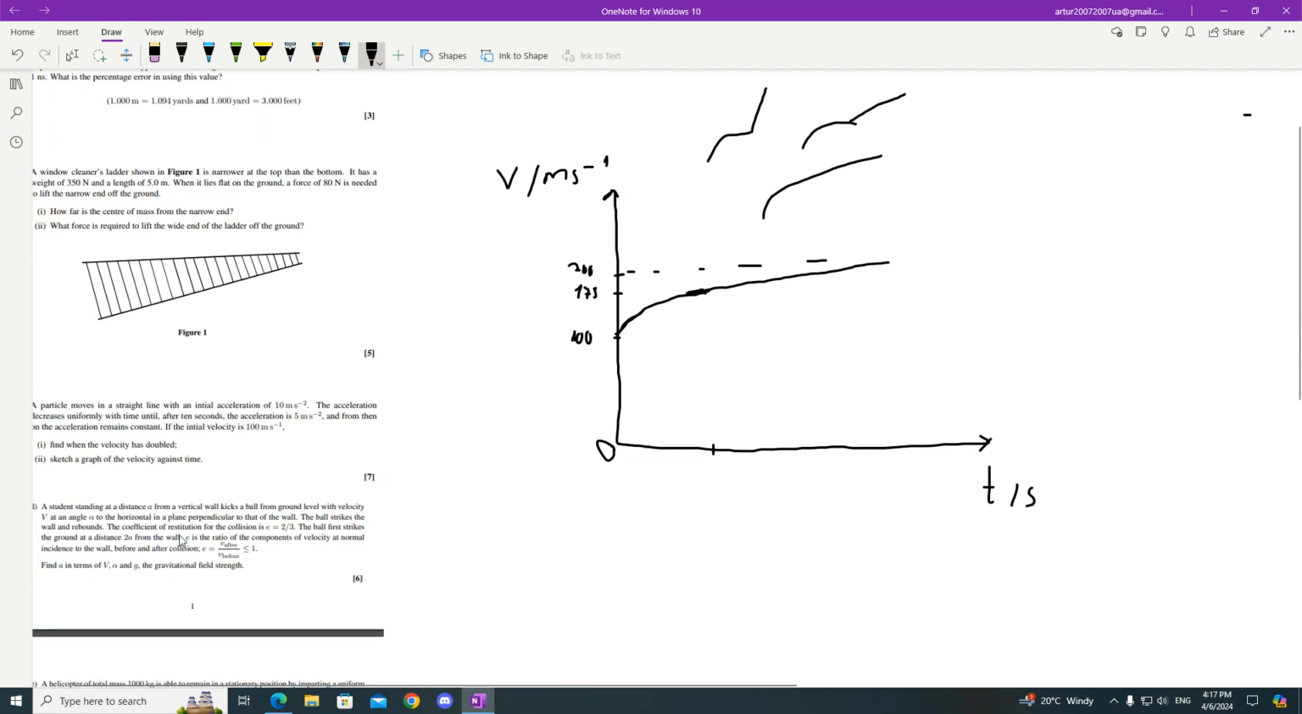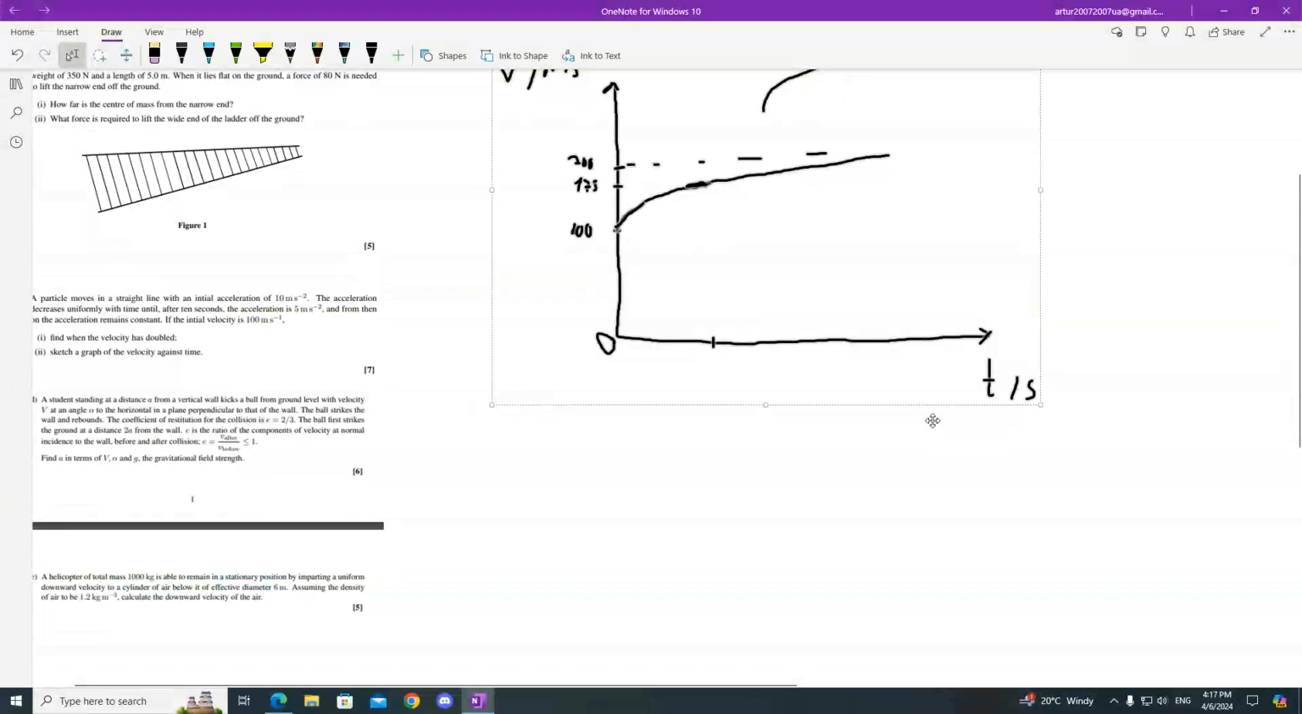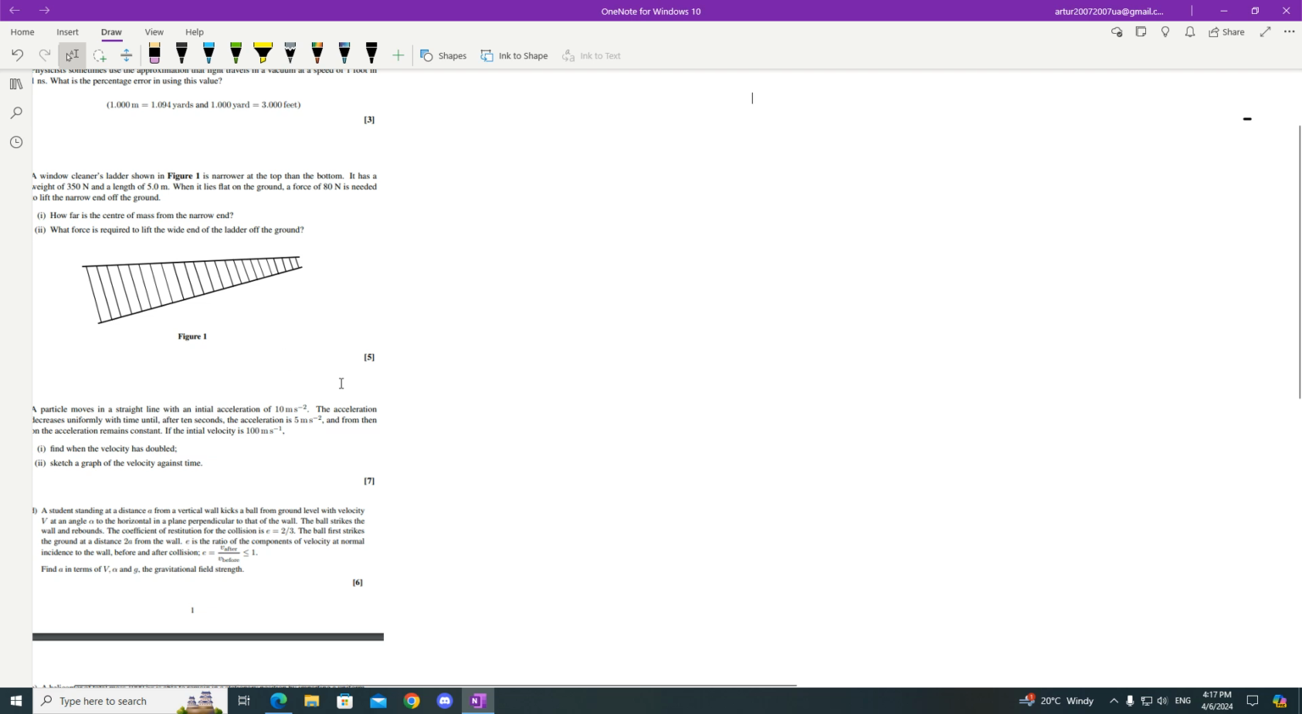It's D. It's actually quite classical. Everyone in school did it. It's SUVAT. Now we have to find a distance A in terms of velocity v, angle alpha, and gravitational field strength g. Understanding the distance A from a vertical wall: a player kicks a ball with velocity v at angle alpha to the horizontal, in a plane perpendicular to that wall. It kicks the ball.